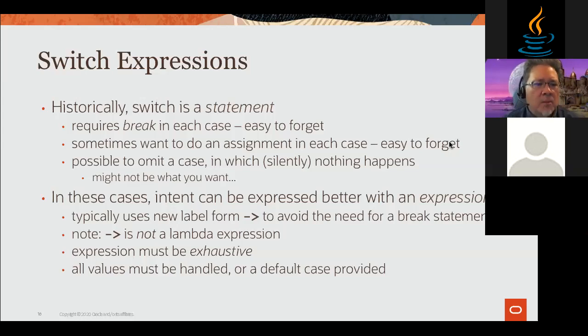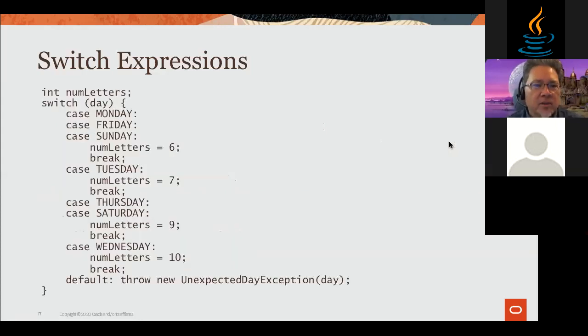One thing about expressions, though, is that an expression always needs to produce a value, or it needs to throw an exception. So in that sense, we say the expression must be exhaustive. If, for instance, you're doing a switch over an enum, you must handle all the cases or provide a default. And so one of the nice things about the switch expression is the compiler can check this for you. So let's go to the code example here.